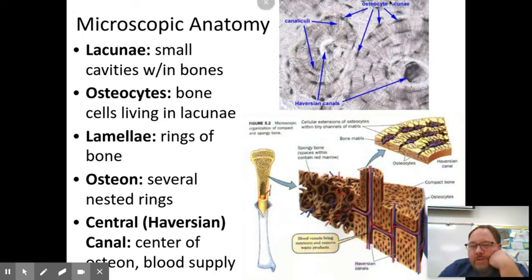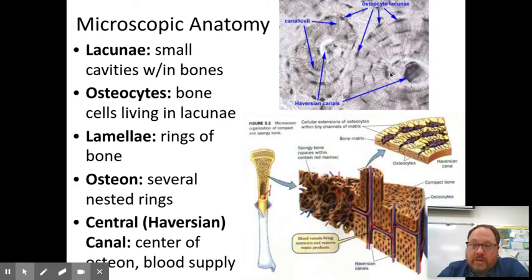So first thing we'll notice are the little dark dots. Those are called lacunae. I think of them as little lagoons, okay? Within the lacunae, that's where bone cells live, okay? So the lacunae are little cavities or little divots in the bone. Again, I think of them as little lagoons. And within the lacunae are the bone cells. And the bone cells are called osteocytes. Osteo meaning bone, cyte meaning cell. So within these little homes, you have bone cells.